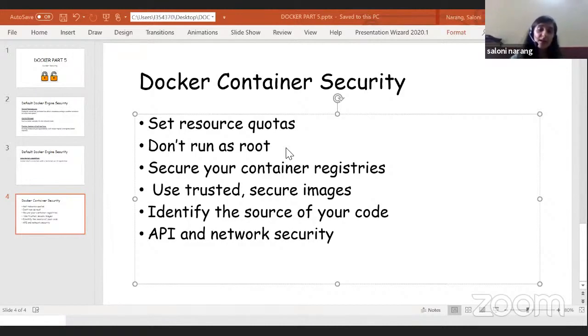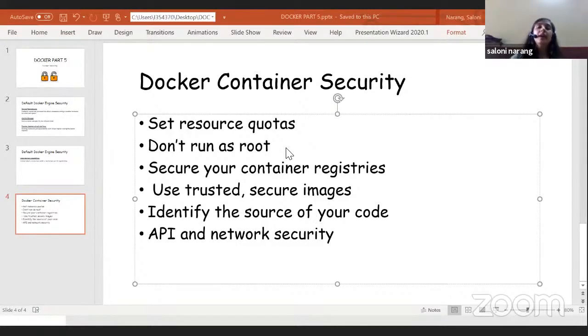Now let's come to the sixth point, API and network security. Docker containers typically rely heavily on APIs and networks to communicate with each other. That's why it's essential to make sure that your APIs and network architectures are designed securely, and that you monitor API and network activity for anomalies that could indicate an intrusion. So keep an eye on the APIs and networks through which you communicate.